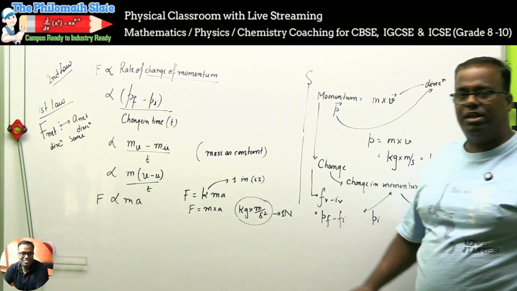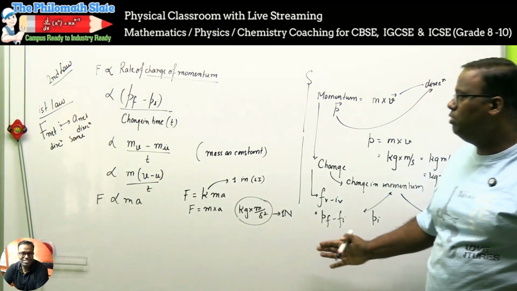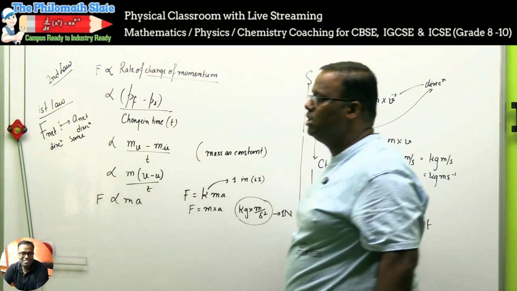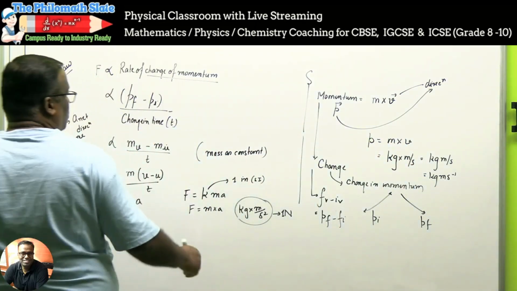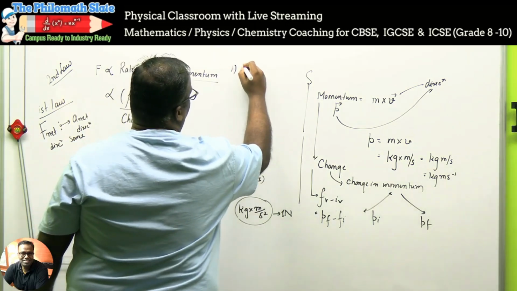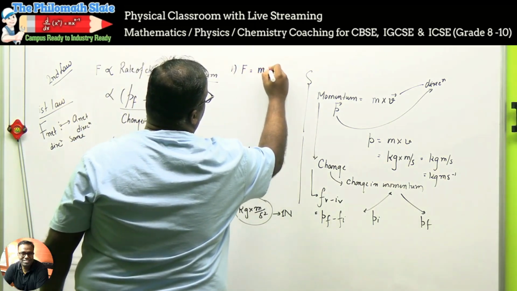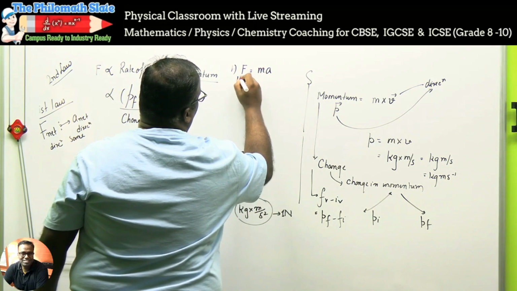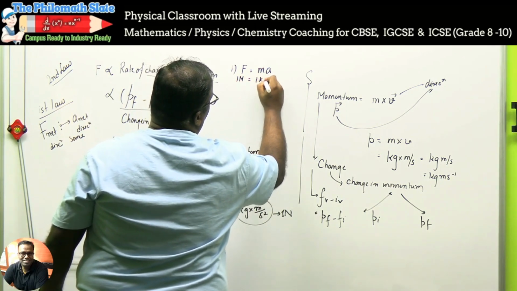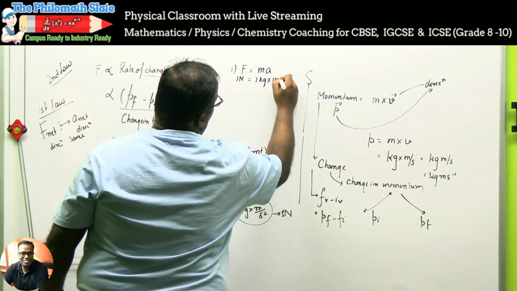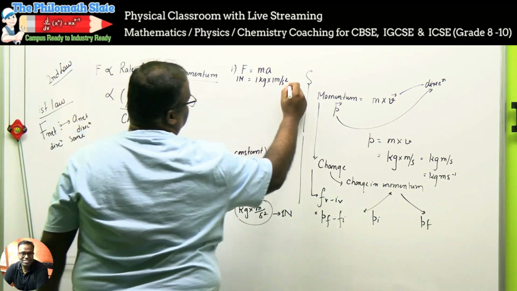This factor is clear, because this is something we would be using a lot in solving problems. So what are the takeaways from the discussion of this part? Force is equal to mass times acceleration. 1 Newton is equal to 1 kg into 1 meter per second square. This is in the SI system.